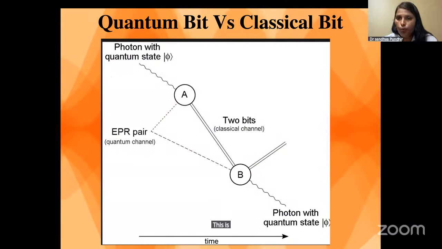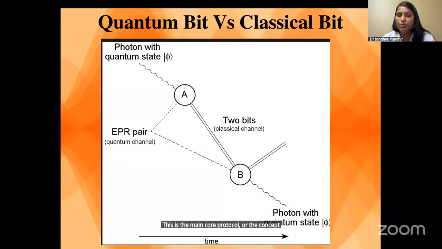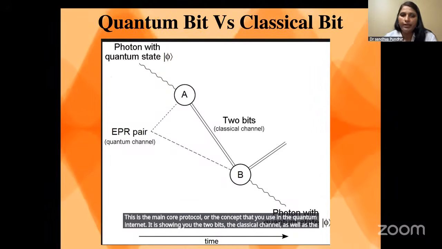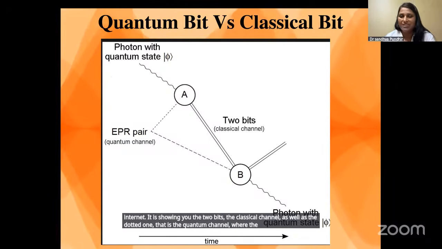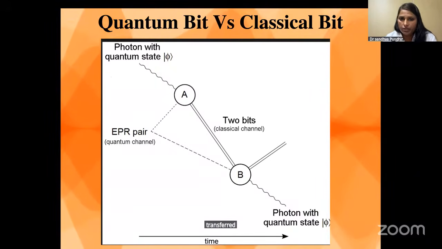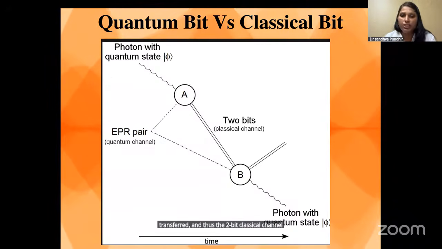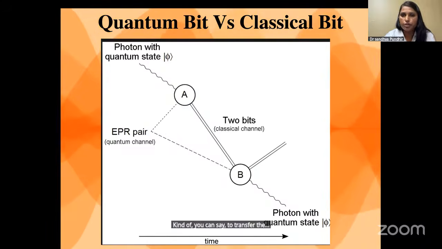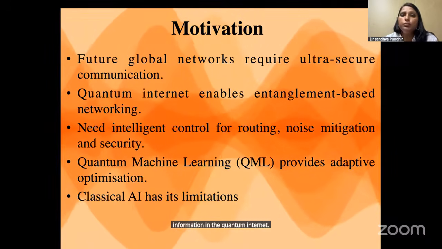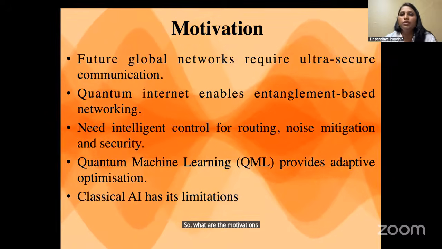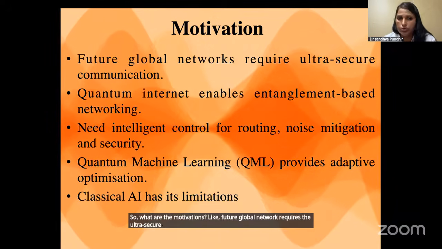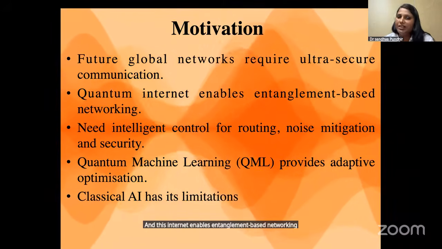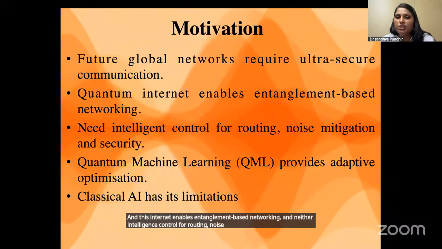This is the main core protocol or concept used in the quantum internet. It is showing you the 2-bit classical channel, as well as the dotted one, that is the quantum channel where the quantum states are being transferred, and the 2-bit classical channel acts as the instruction. So this is a hybrid way to transfer information in the quantum internet. So what are the motivations? The future global network requires ultra-secure communication, and this internet enables entanglement-based networking and needs intelligent control for routing, noise mitigation, and security.